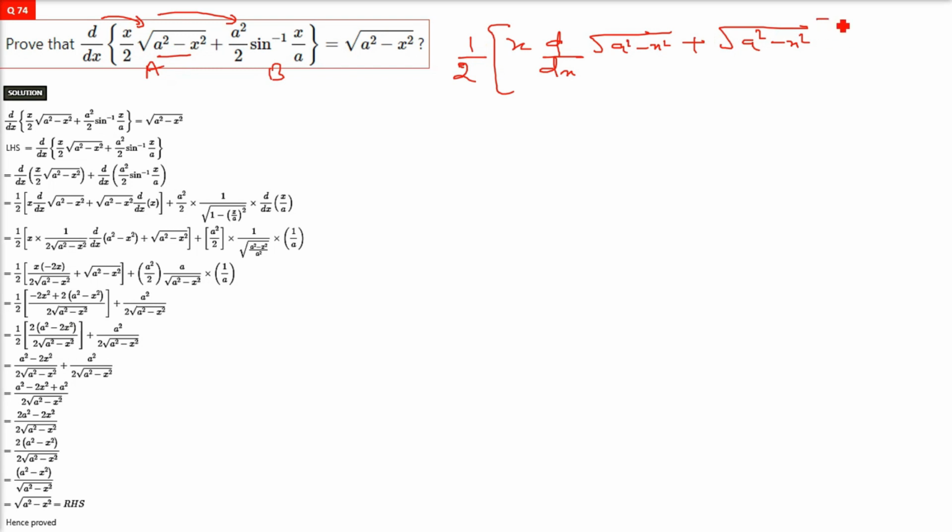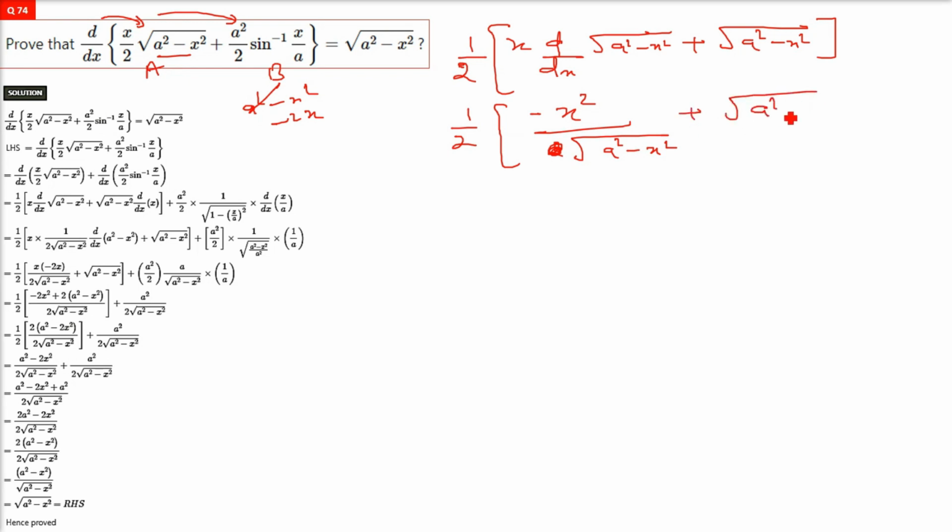Half I have already taken outside, x times d by dx of under root a square minus x square. So 1 by 2 twice of under root a square minus x square. And the derivative of a square minus x square, of course we have already seen a square will be 0. It will be minus 2x basically. So minus 2x, 2 gets cancelled, x combined with x will be x square, and negative sign. Plus under root a square minus x square.